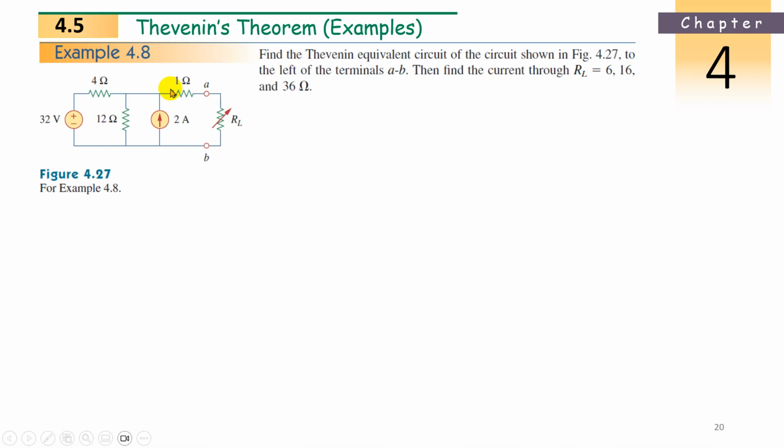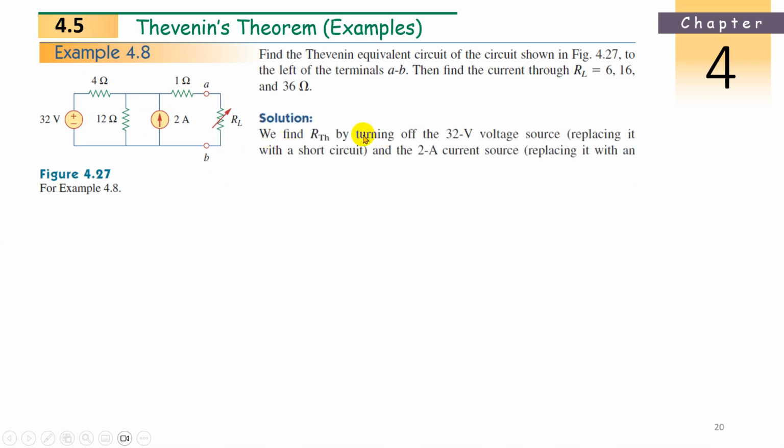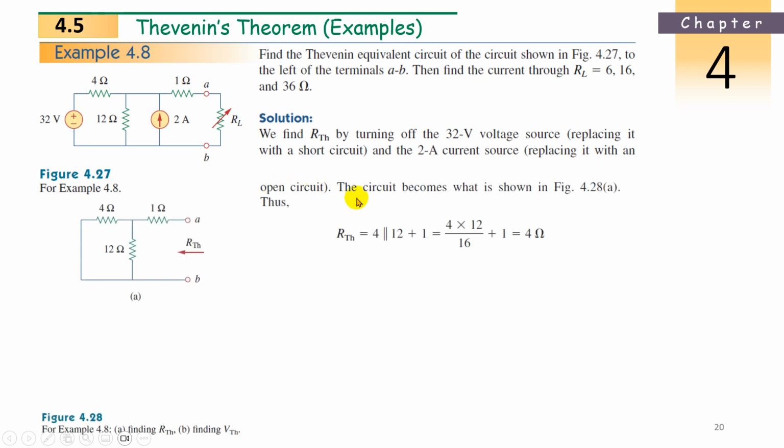So this 1 ohm will be there and will come in series with these two in parallel. Okay. Now we find the Thevenin resistance, R Thevenin, by turning off the 32 volts voltage source, replacing it with a short circuit, and the 2 amp current source, replacing it with an open circuit. The circuit becomes what is shown in the figure. So it becomes like this.